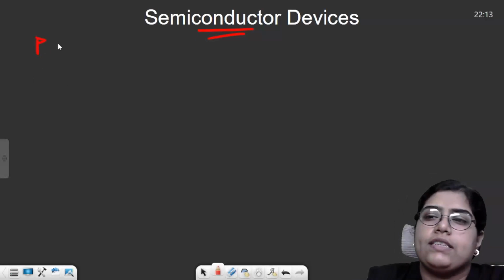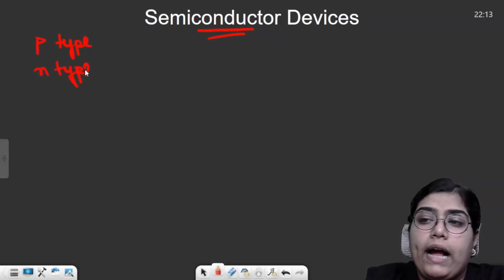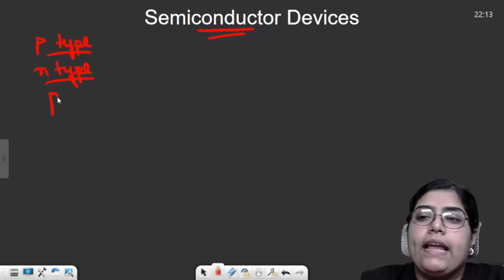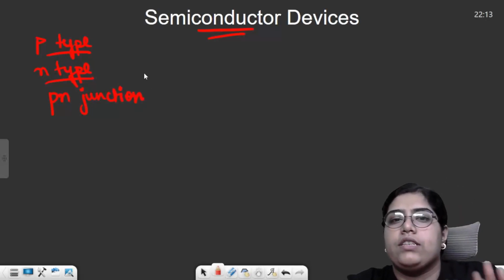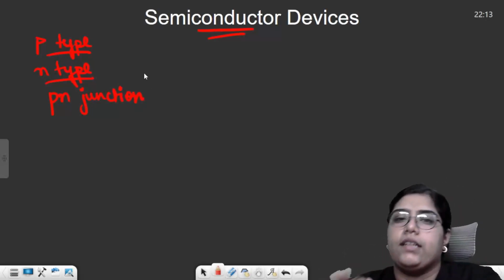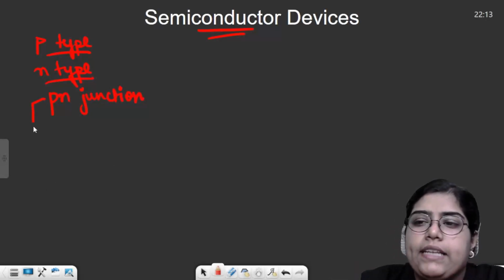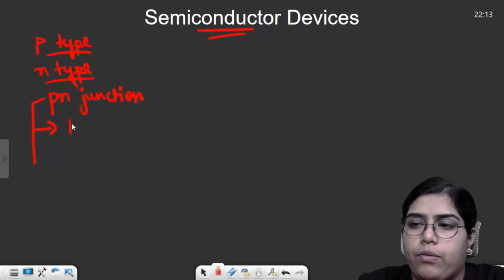Next, we just discussed p type and n type semiconductor. How do you actually make them, the majority carriers in both these things? Then how do you actually make a p-n junction? One half of the junction is p type semiconductor, the other is n type semiconductor. And then within a p-n junction diode, you need to study the two phenomena.